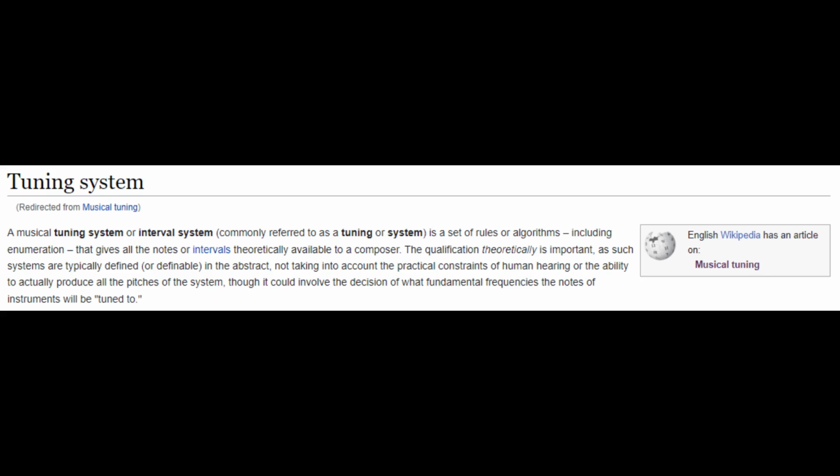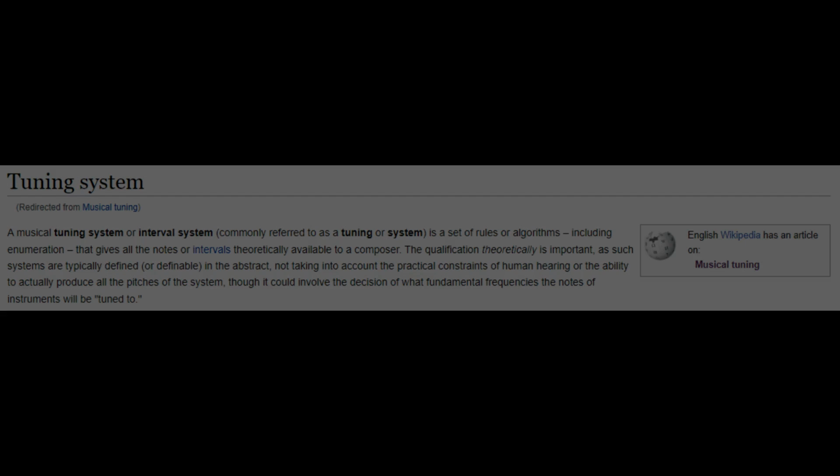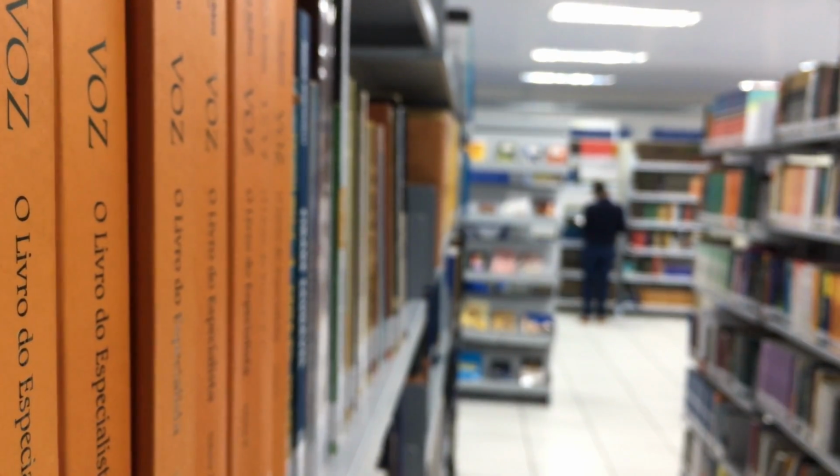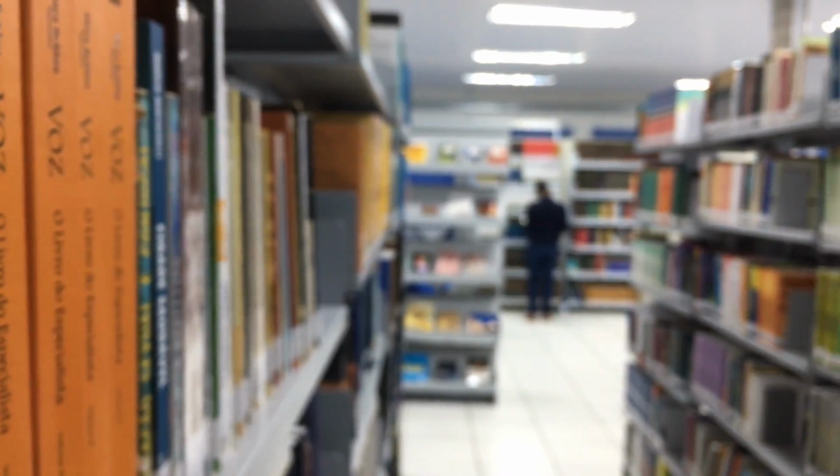I find it interesting, though not unexpected, that the Xenharmonic Wiki's definition makes a fascinating distinction in the second line of their description. The qualification theoretically is important, as such systems are typically defined or definable in the abstract, not taking into account the practical constraints of human hearing or the ability to actually produce all the pitches of the system, though it could involve the decision of what fundamental frequencies the notes of all instruments will be tuned to. The Xenharmonic Wiki makes a point to distinguish that scales can be entirely theoretical, and even impossible for the human ear to properly distinguish between the steps of.